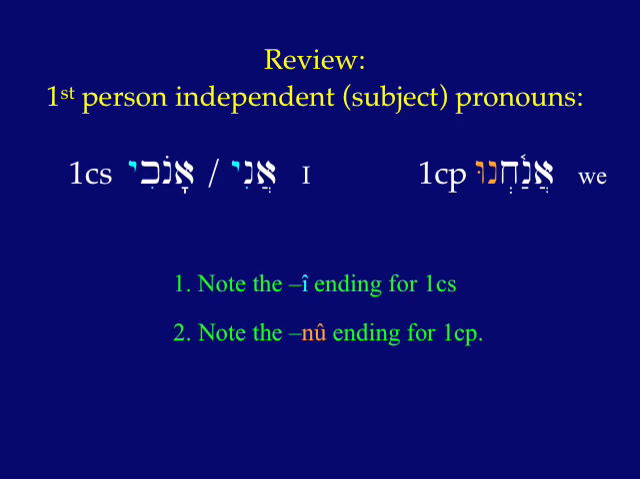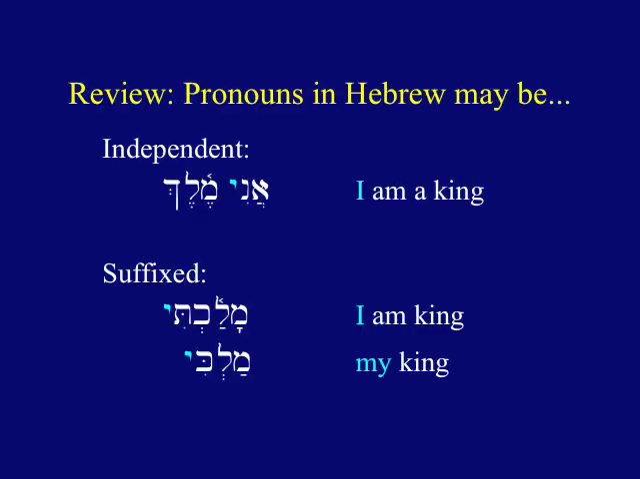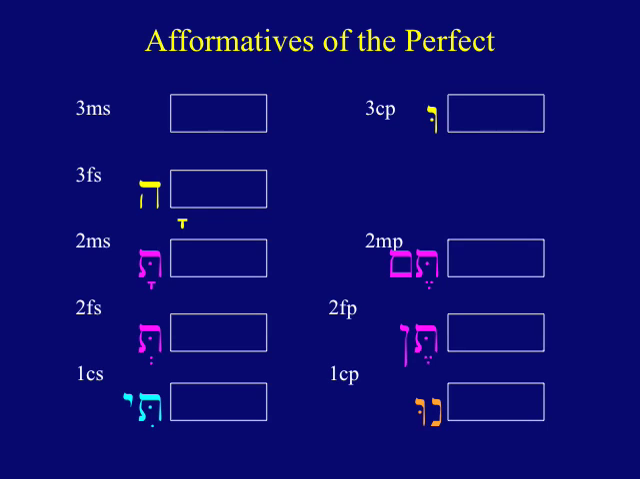You'll remember the independent pronouns, for instance, the first person ani or anochi, first plural anachnu, the second person subject pronouns with their characteristic tav, t. These will help us to recognize some of the affirmatives of the perfect. For instance, here in malachti, I am king, a verbal form ending in t, which reminds us of the t of ani or anochi.